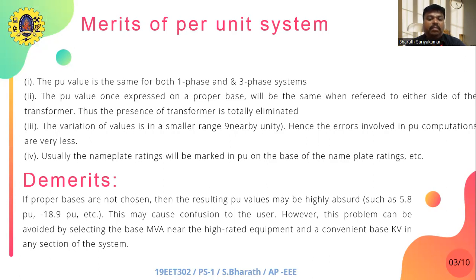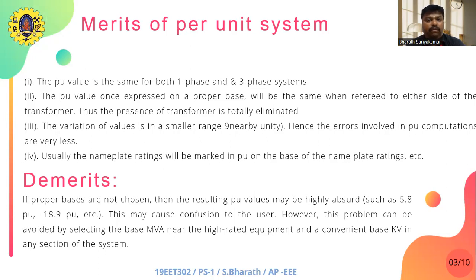However, this problem can be avoided by selecting the base MVA near the high rating equipment and a convenient base kV in any section of the system. So selecting a proper base is very, very important. If the base is not selected properly, then your value may not be within the value of 1. At such times you can get values like 5.8 or minus 18.9. So selecting a proper base is important.